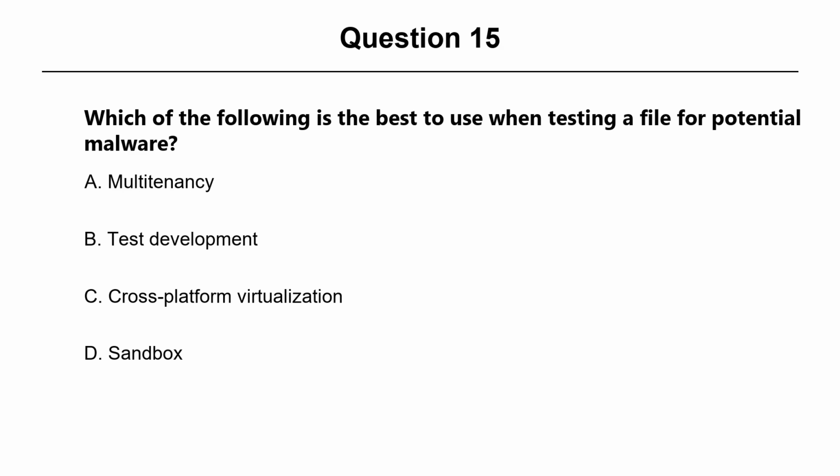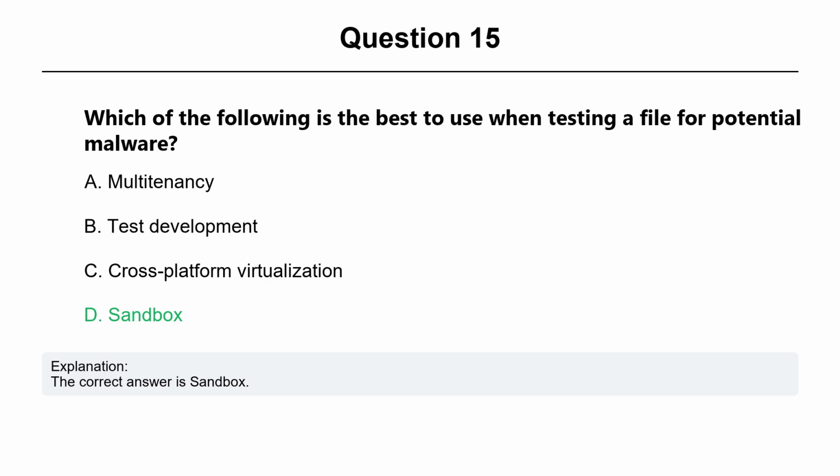Question 15. Which of the following is the best to use when testing a file for potential malware? Option A. Multi-tenancy. Option B. Test development. Option C. Cross-platform virtualization. Option D. Sandbox. The correct answer is option D. Sandbox.